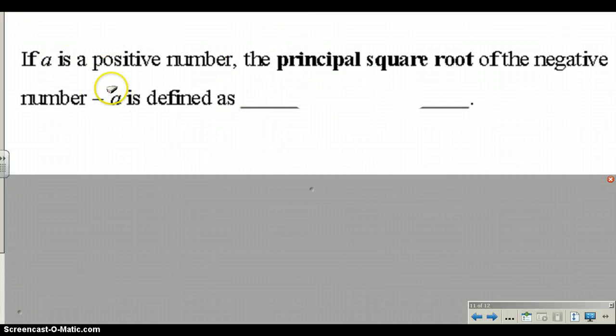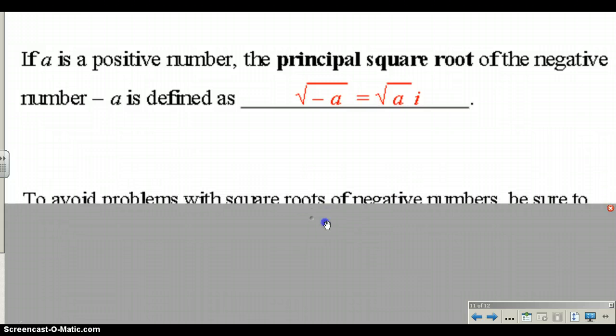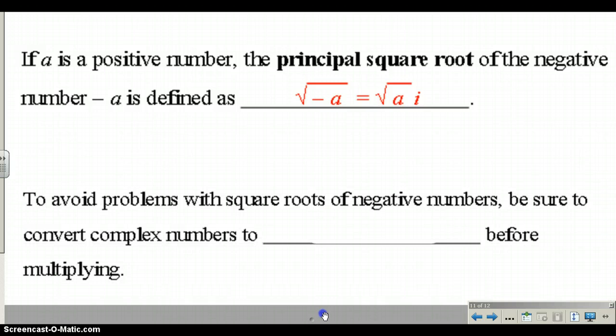Okay. Now let's look at the solutions to complex numbers. The principal square root of a negative number, let's say negative a, is defined as the square root of negative a equals the root of a times i. Like I said, we've already looked at this. We've seen this in a couple of problems already. To avoid problems with square roots of negative numbers, be sure to convert complex numbers to standard form before multiplying.